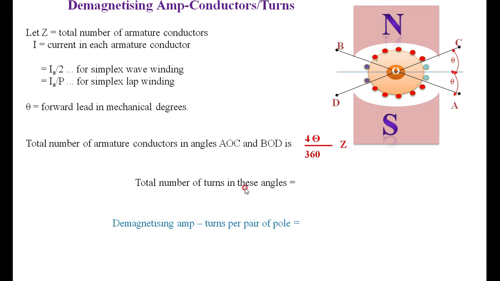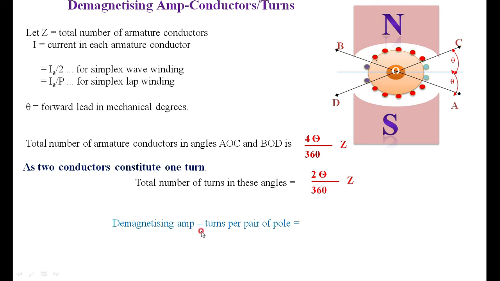Therefore, these are the total number of conductors between AOC and BOD. If I want it in terms of turns, I have to divide by 2. As 2 conductors constitute 1 turn, it is 2 theta divided by 360 into Z, because I am dividing by 2 to convert conductors into turns. Therefore, the total number of turns in the angle between AOC and BOD is 2 theta by 360 into Z.